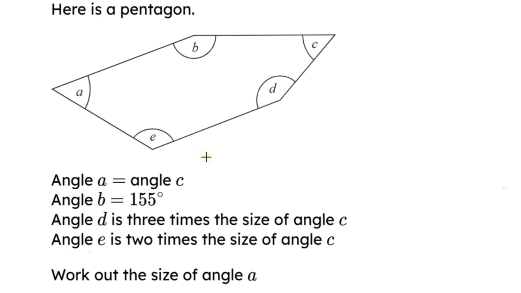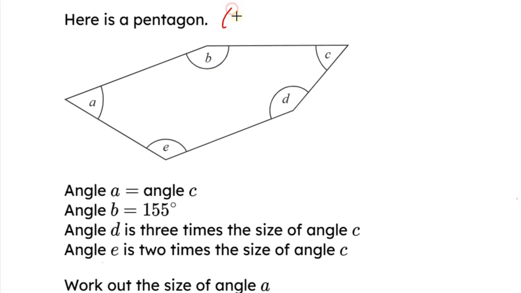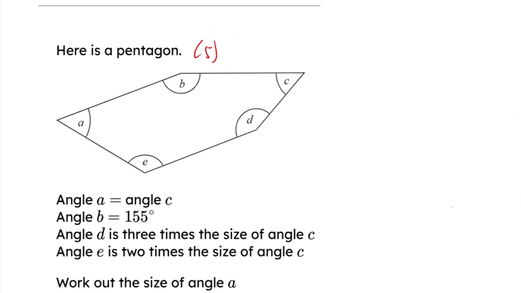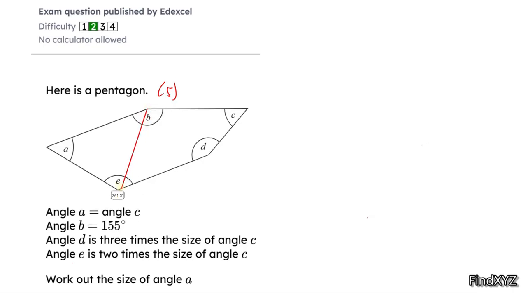But what do we know about a pentagon? We know a pentagon has 5 sides. And for every pentagon, you can split them into a number of triangles by drawing a line from the corner. So let's do that. We can draw a line from this corner to this corner, and then we can also draw a line from this corner into this corner. Now, how many triangles do we have? We have 1, 2, 3.